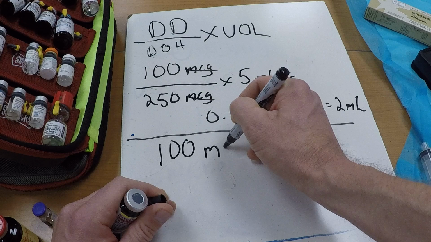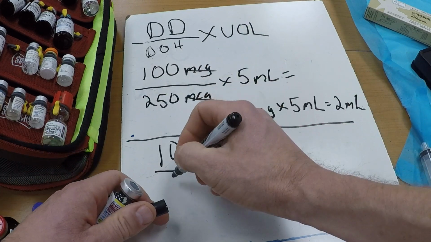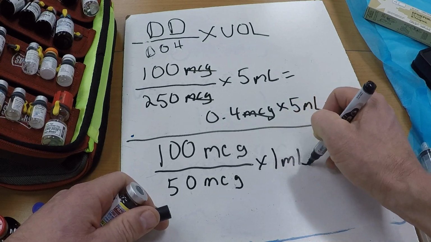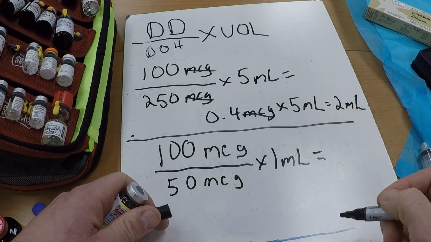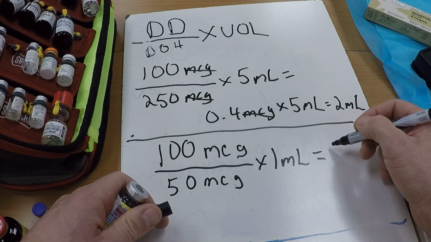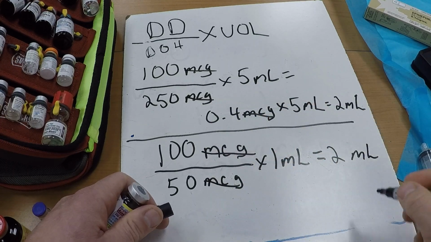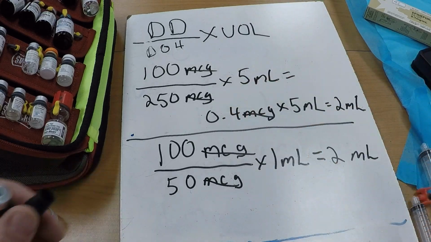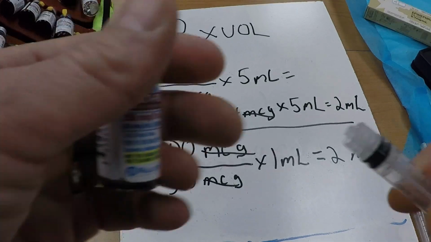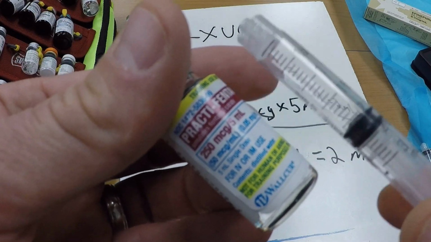100 micrograms, and the concentration that we have to work with is 50 micrograms in 1 milliliter, and that equals 2 milliliters. These cancel each other out. So both desired dose over dose on hand and desired dose over concentration on hand work. Both of those give us the same answer. We do the same cross-check technique. Take our 3 ml syringe and draw 2 milliliters. I have 100 micrograms in 2 milliliters.